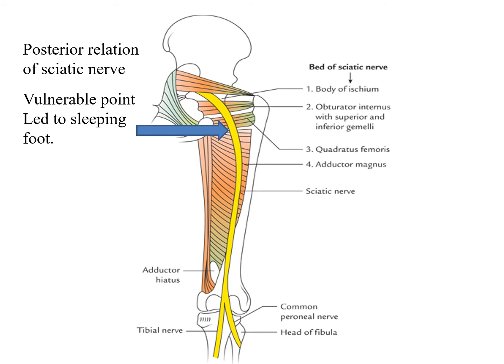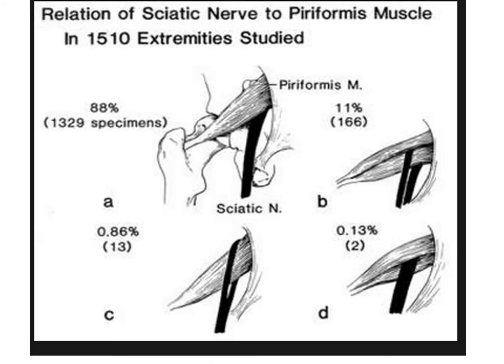The bed of the sciatic nerve: first there is the body of the ischium, then obturator internus with superior and inferior gemelli. Third there is quadratus femoris. Fourth there is adductor magnus and then the sciatic nerve proper. The terminal part of the sciatic nerve divides into two branches, the tibial nerve and the common peroneal nerve. So these are the posterior relations of the sciatic nerve.